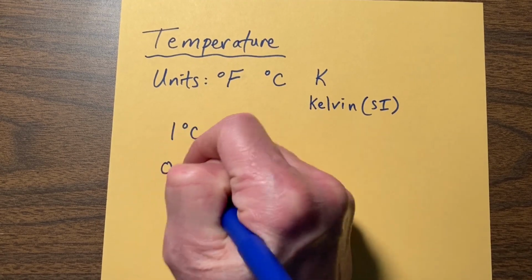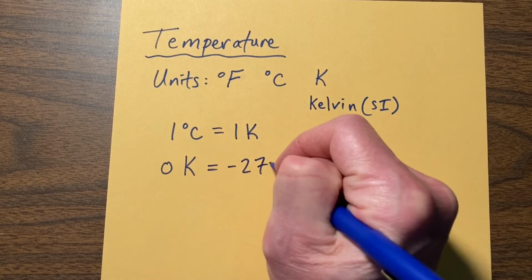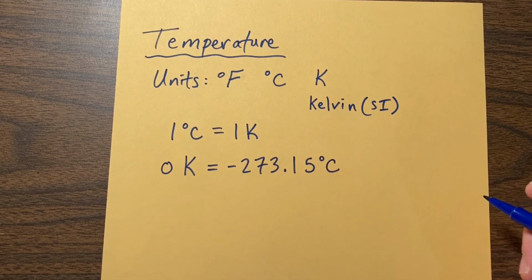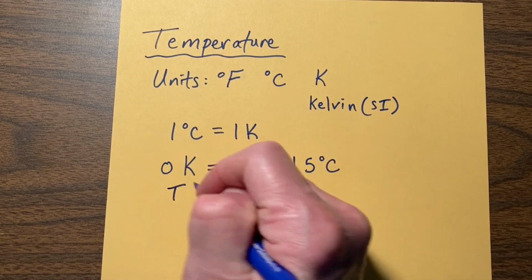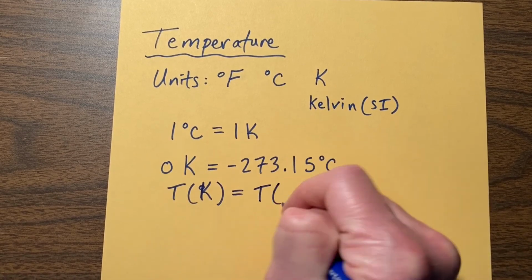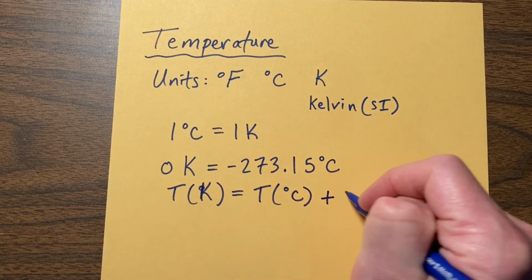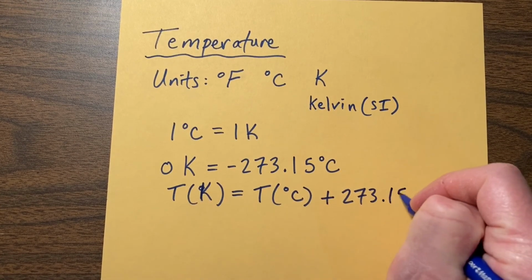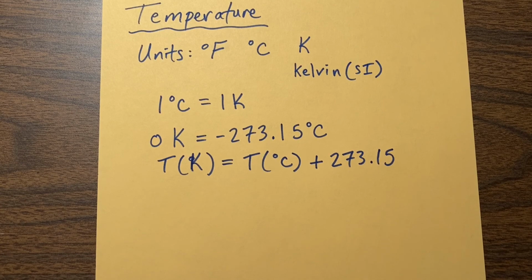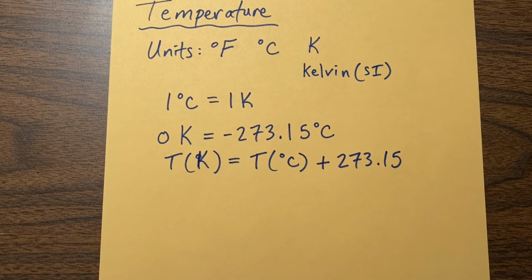So 0 Kelvin is defined as negative 273.15 degrees Celsius. If you want to convert temperature in degrees Celsius to Kelvin, you take the temperature in degrees Celsius and add 273.15 to that number. So room temperature would be about 298 Kelvin, or roughly 300 Kelvin. The boiling point of liquid nitrogen is about 77 Kelvin.